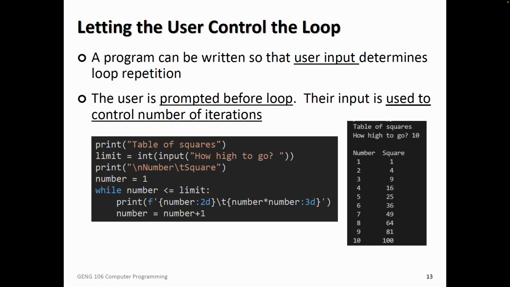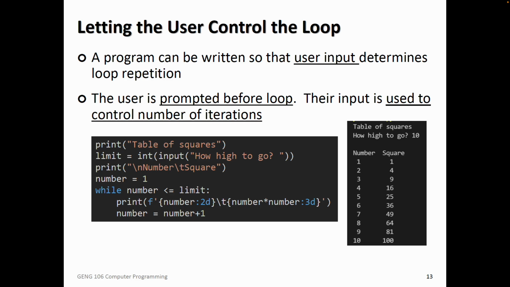And there's one more example. So let's say that we don't know how many times we want to run an iteration, but we want to ask the user, so the user can decide. Like, I want to do this, so we basically ask the user how many times they want to repeat this, as in this code. We first print a table of squares, and then from an input we say how high to go, and then we get it from the user as a string, and then we convert it to an integer, and we keep it in this limit variable.